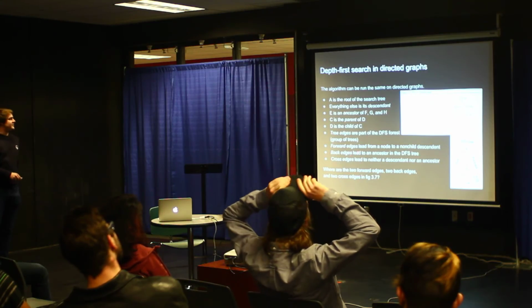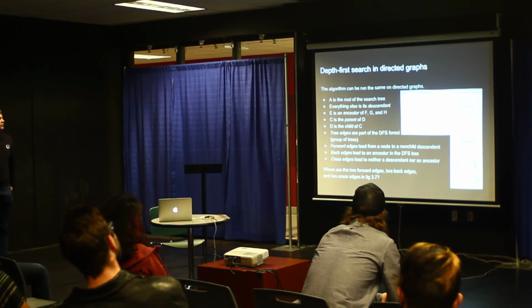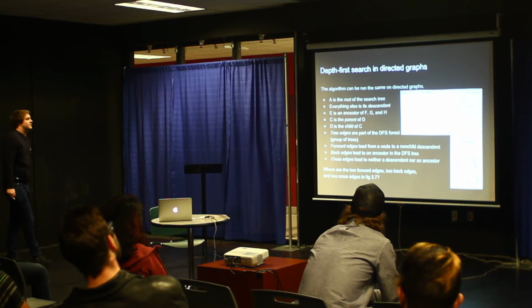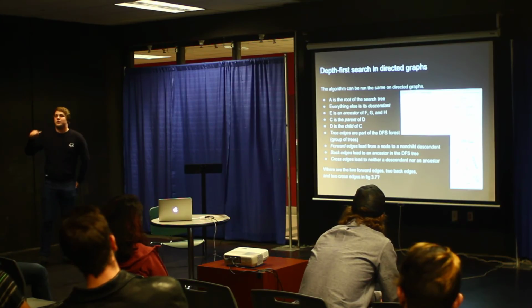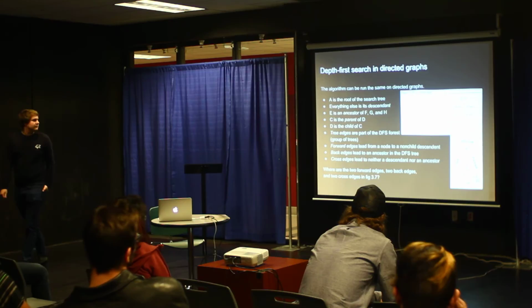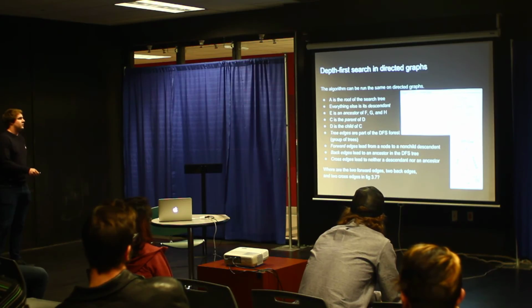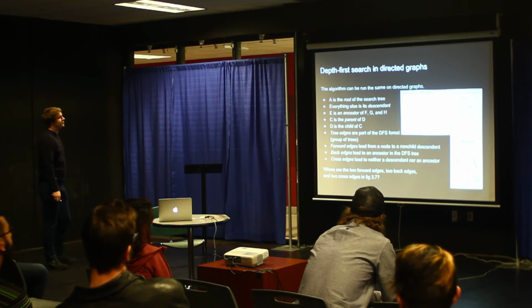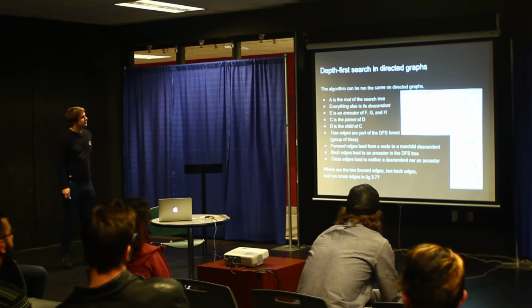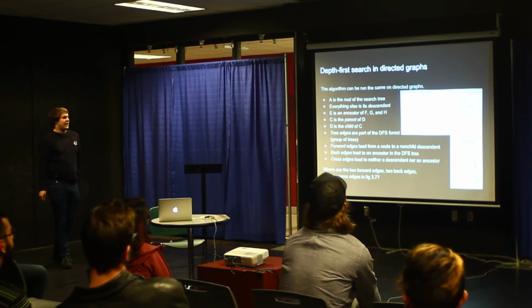So these are edges that lead from a node to a non-child descendant. So it's kind of jumping more than one. What is it? AF would be one, yes, right here. Is that HG? EG would be the other one, yes.